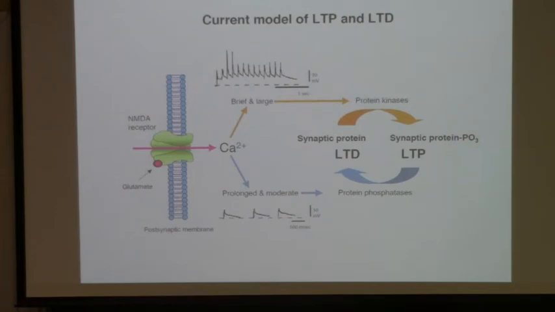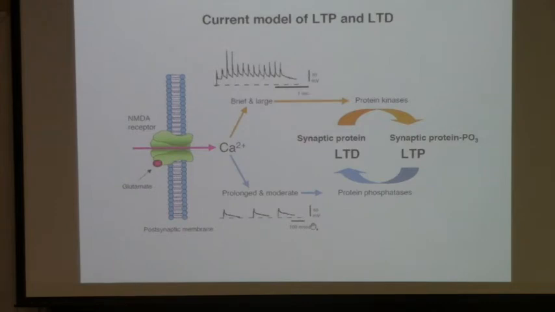I'm just going to remind you of the current model of LTP and LTD. Everything is about the NMDA receptor, with other forms, but we're not talking about them today. NMDA receptors get open when there's pre and post synaptic activity, and calcium gets in. If you have a large surge of calcium, like during a tetanus, you activate kinases and you get LTP. And if it's not that big, you get phosphatase and you get LTD.